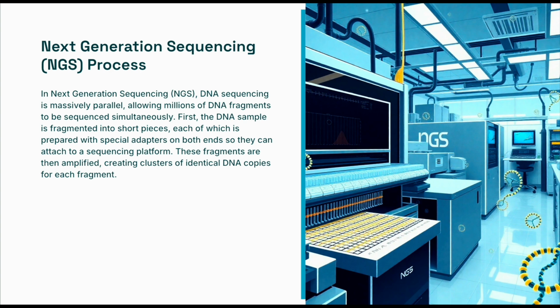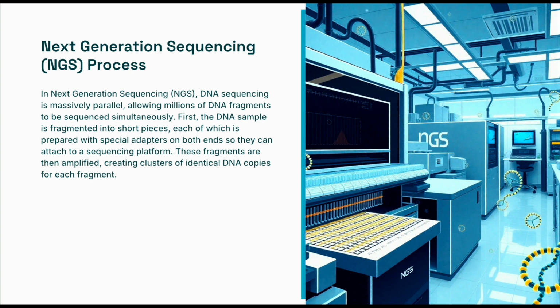In next-generation sequencing, DNA sequencing is massively parallel, allowing millions of DNA fragments to be sequenced simultaneously. First, the DNA sample is fragmented into short pieces, each of which is prepared with special adapters on both ends so they can attach to a sequencing platform. These fragments are then amplified, creating clusters of identical DNA copies for each fragment.